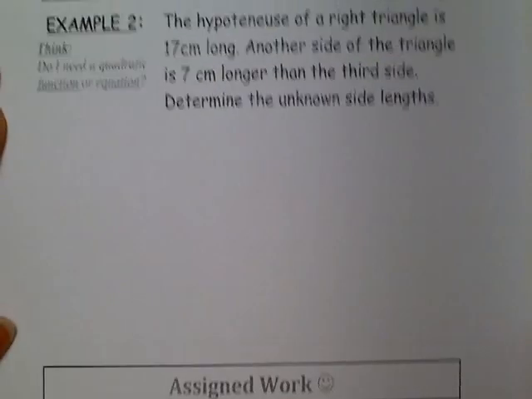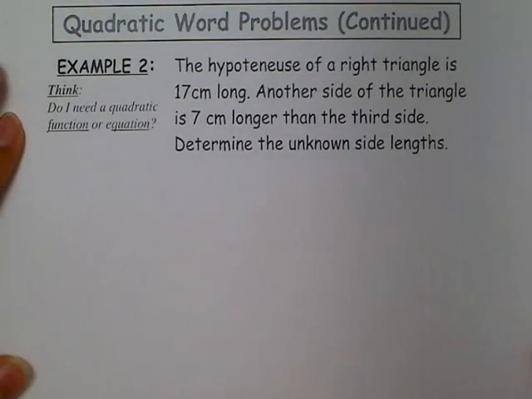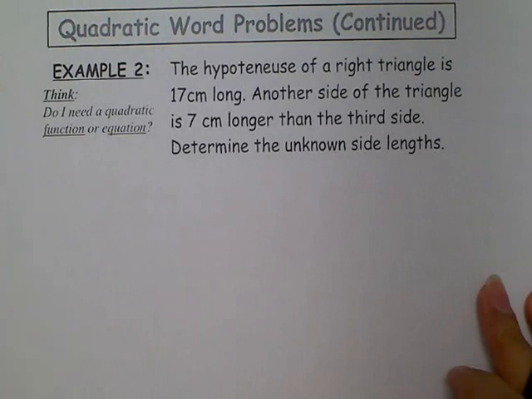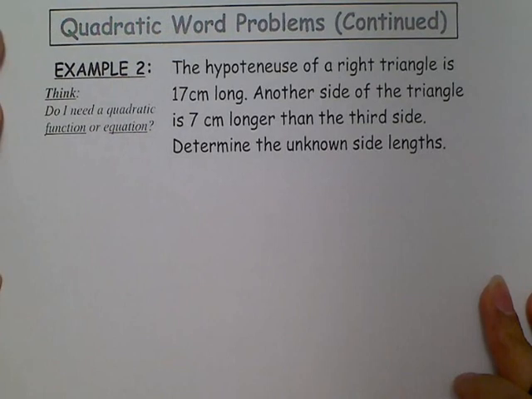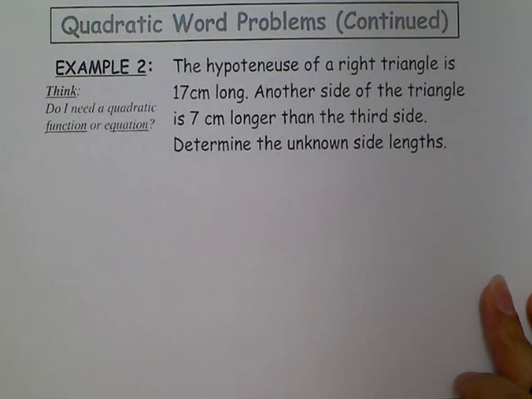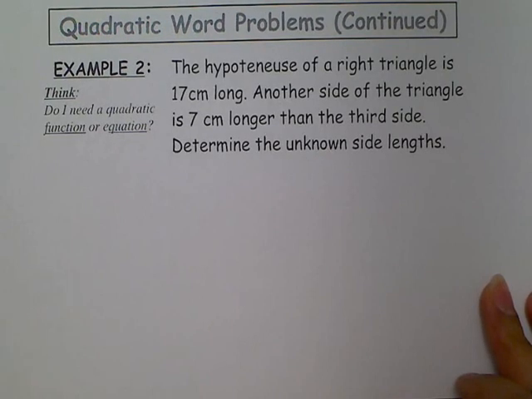Okay, our second example says the hypotenuse of a right triangle is 17 centimeters long. Another side of the triangle is 7 centimeters longer than the third side, and then determine the unknown side lengths. Well, now let's think about what we need in this case. So I'm going to read the question again.